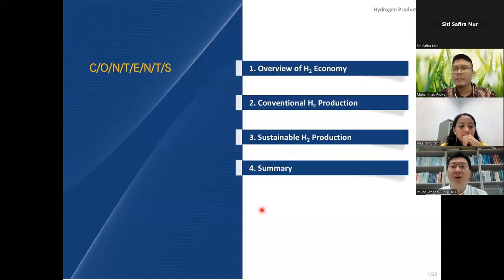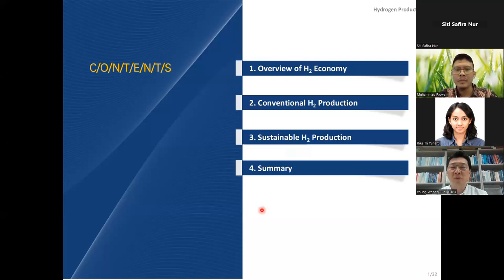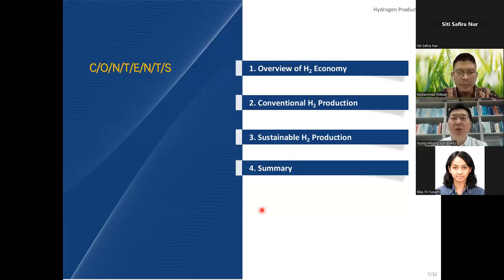Today's talk is composed of four topics. First, I will introduce the overview of the hydrogen economy, and then conventional hydrogen production. Next, sustainable hydrogen production will be introduced. And then I will wrap up all the contents of hydrogen production.